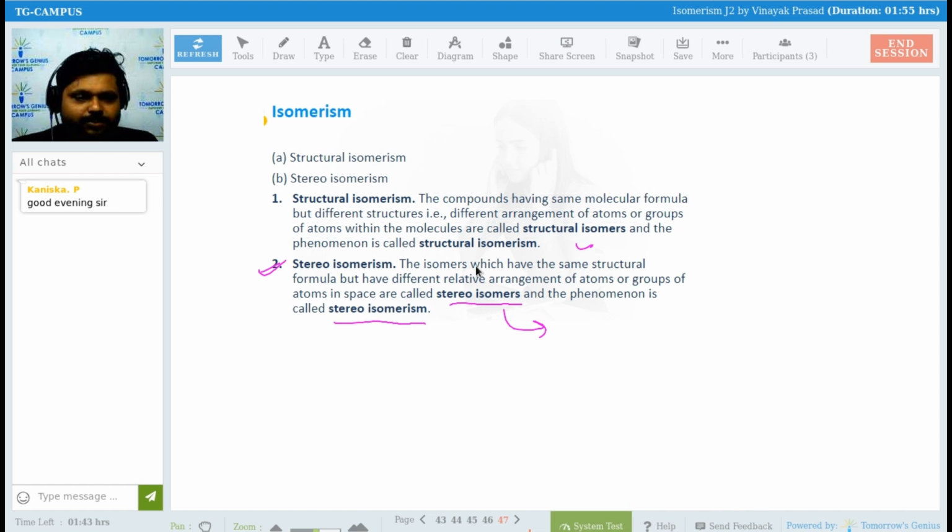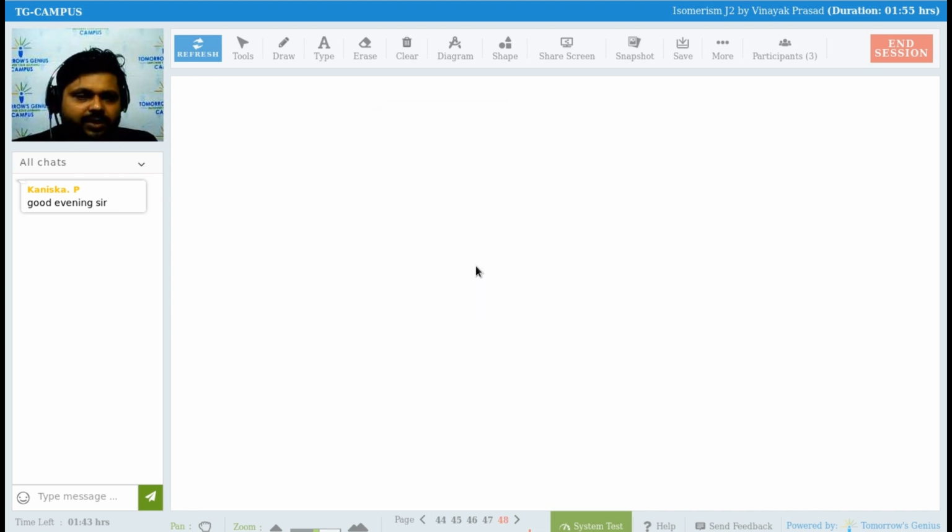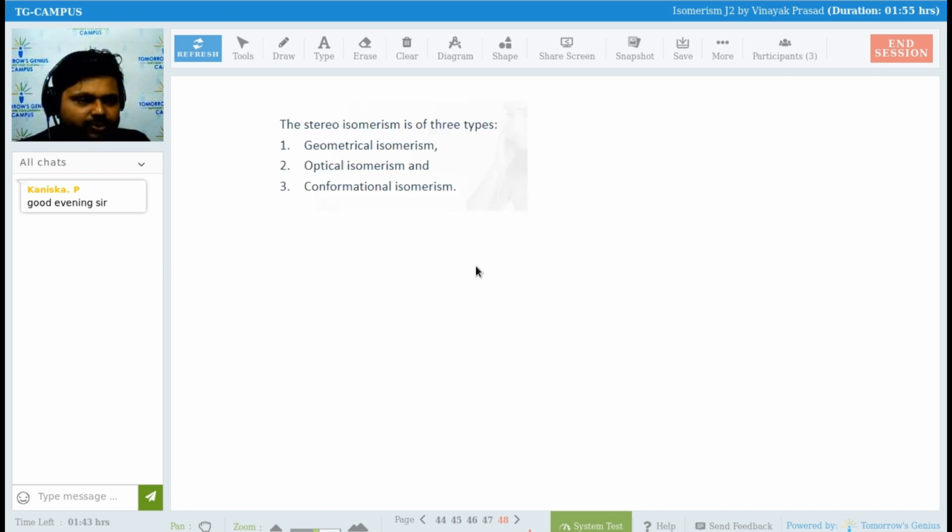Now, in stereoisomerism, we will be looking into three types of isomerism. First one is geometrical, optical, and conformational isomerism. In structural isomerism, we will be looking at 5 isomerisms, that is chain isomerism, position isomerism, functional group isomerism, then tautomerism, and metamerism. Those 5 we will be looking into in structural, and these 3 in stereoisomerism. Is it okay?